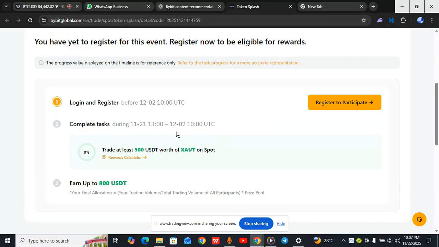Let's say, for example, you have $50 in your account, and you take like 10 trades in which your equity for that particular trade is 50 USD, then you have already gotten up to 500 USDT worth of trade. And make sure, guys, that it is on spot.